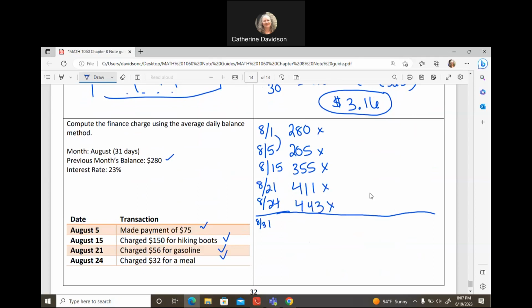All right, so 5 minus 1 is 4. 15 minus 5 is 10. 21 minus 15 is 6. 24 minus 21 is 3. And then 31 minus 24 is 7. We still need to add a day, so that's going to be 8. So again, you can add this column up. It should sum up to 31. It does.